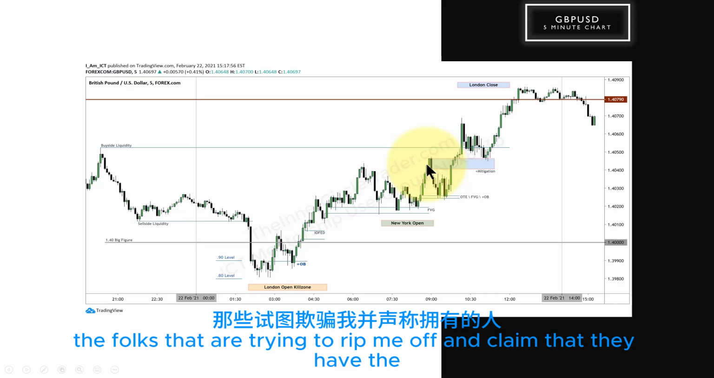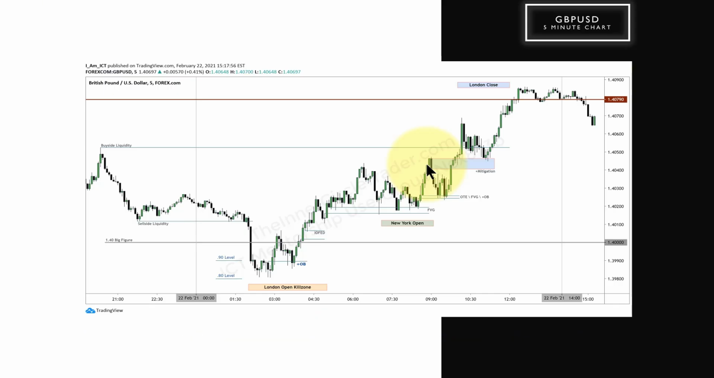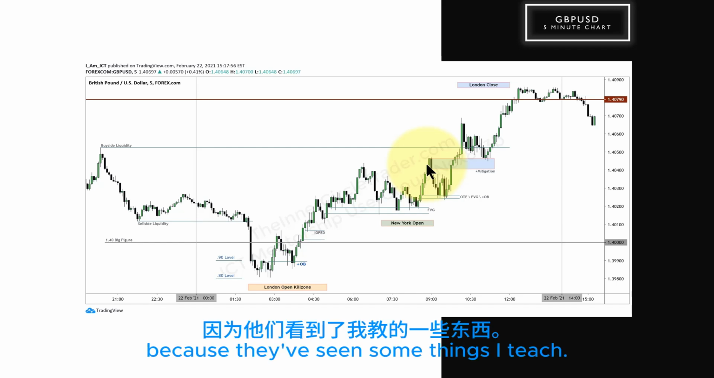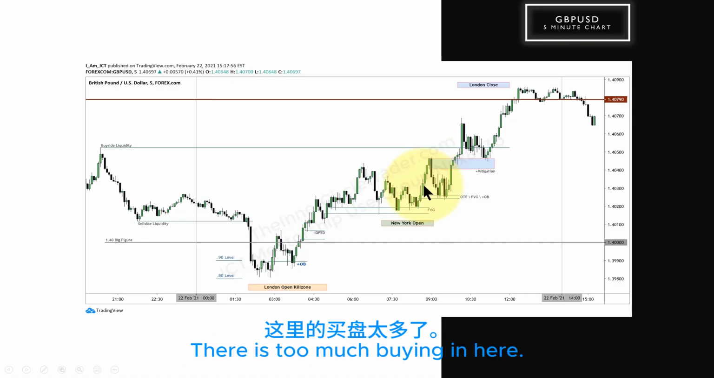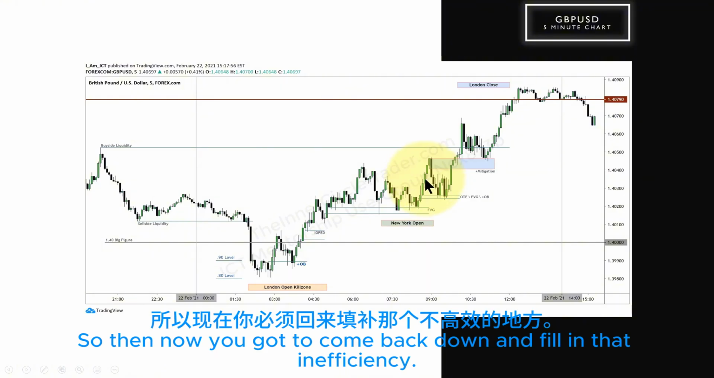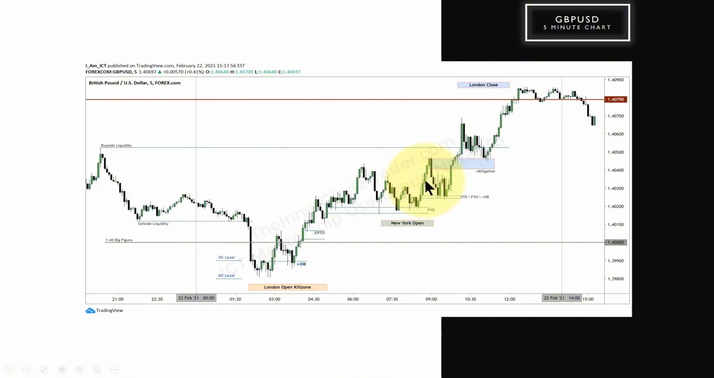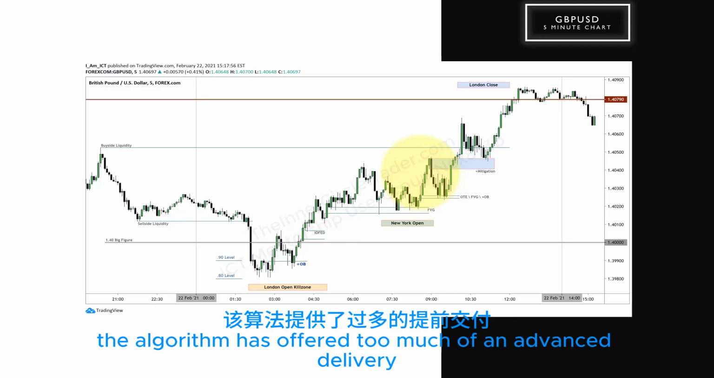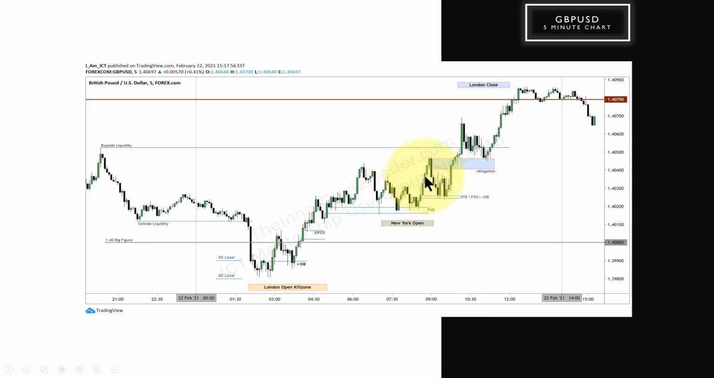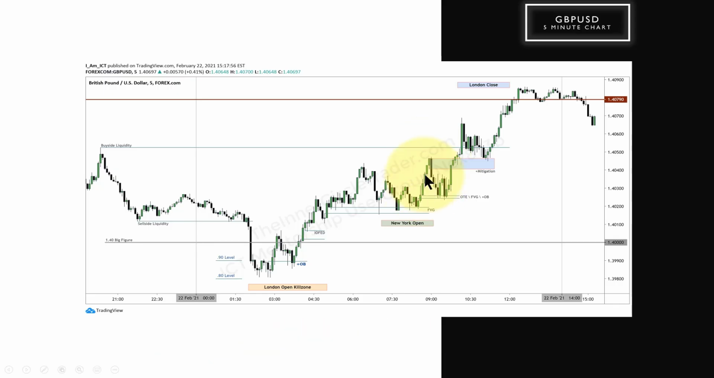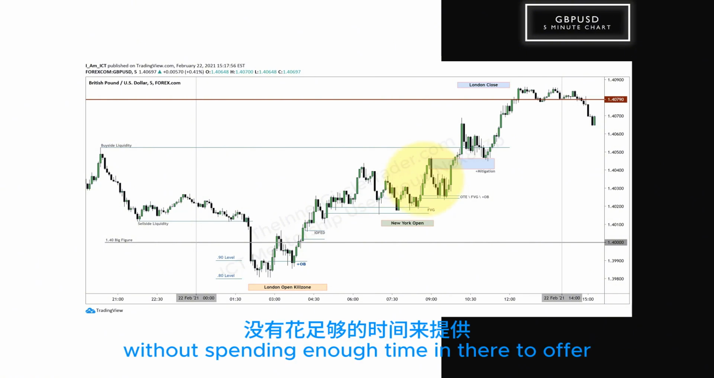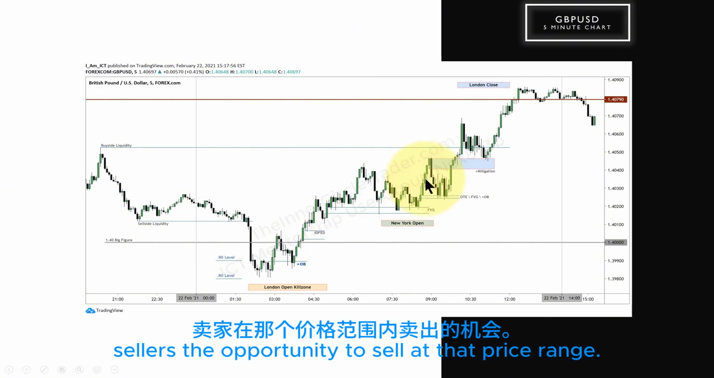Now, the folks that are trying to rip me off and claim that they have the sauce because they've seen some things I teach, they will say, yeah, the buyers in here, okay, there's too much buying in here, so now you got to come back down and fill in that inefficiency. No, when I say it's a buy side imbalance, sell side inefficiency, the algorithm has offered too much of an advanced delivery for buy side. In other words, it moved too far above a particular range in price without spending enough time in there to offer sellers the opportunity to sell at that price range.